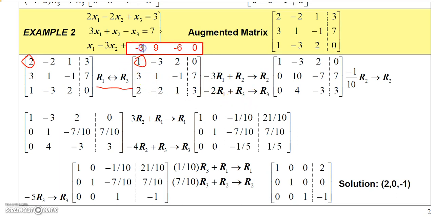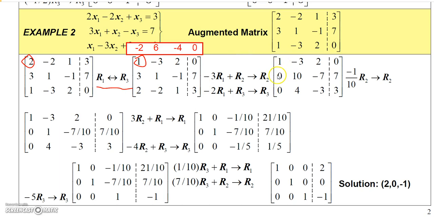So let's see. If I multiply 1 by -2, I get -2. If I multiply -3 by -2, I get 6. If I multiply 2 by -2, I get -4. And again, if I multiply 0 by -2, I get 0. So now I want to add these to row 3. So -2 plus 2 gives me a 0 there in row 3. And then 6 plus -2 gives me a 4. And then -4 plus 1 gives me a -3. And then 0 plus 3 gives me a 3.